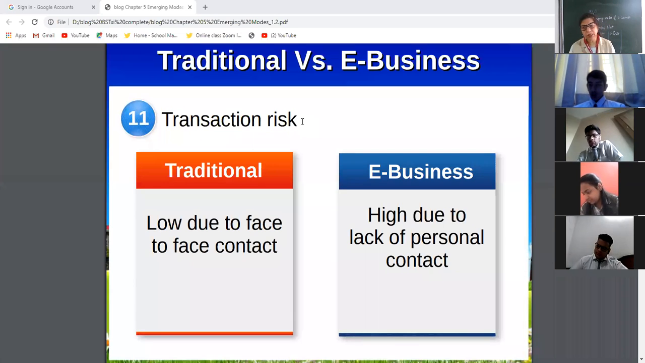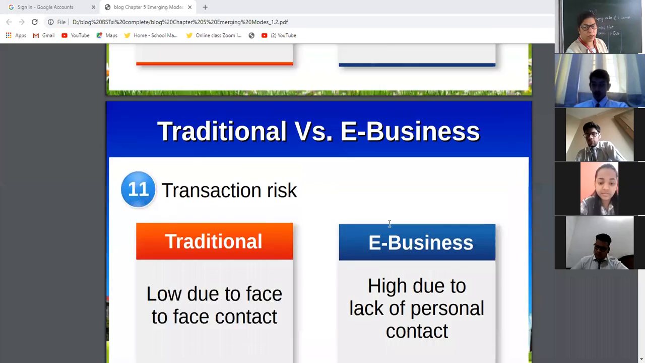Maybe some internet connectivity problem is there. Maybe the product you are ordering you will not get. Maybe the quality is not according to your product. Maybe they show some other product and give you some other product. So there is more risk in e-business.